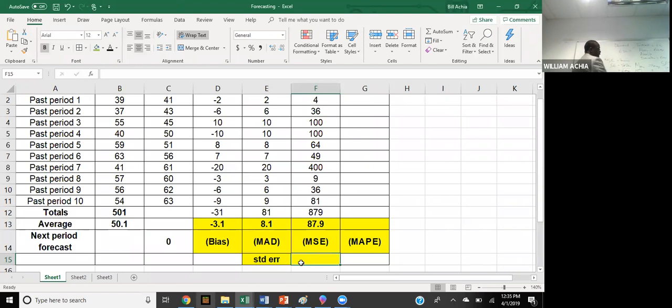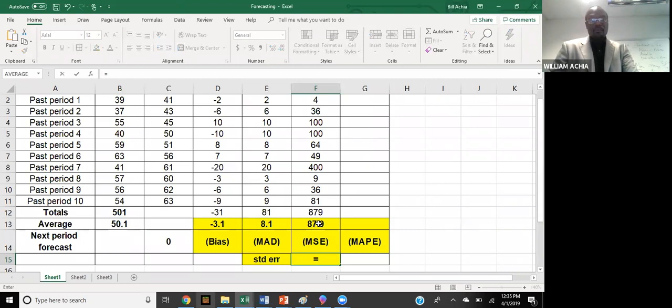but we divide that by the number of time periods minus 1, because we're dealing with a sample. So we calculate the MSE first, then to calculate that standard error, you get the square root of the MSE divided by your time periods minus 1. So since I already calculated this, I'll just go ahead and do a square root.